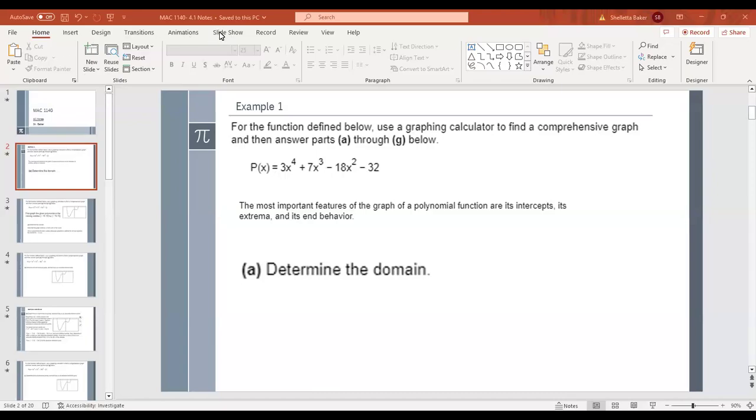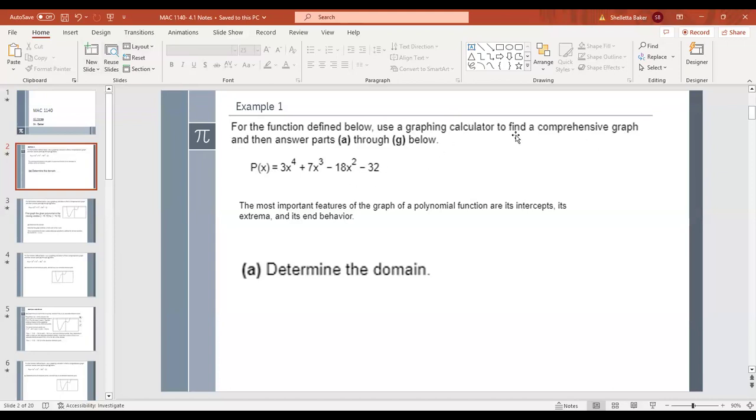So we're given the current function that you see ahead of you. P of x equals 3x to the fourth power plus 7x cubed minus 18x squared minus 32. And we want to use our graphing calculator to find the details about this comprehensive graph.